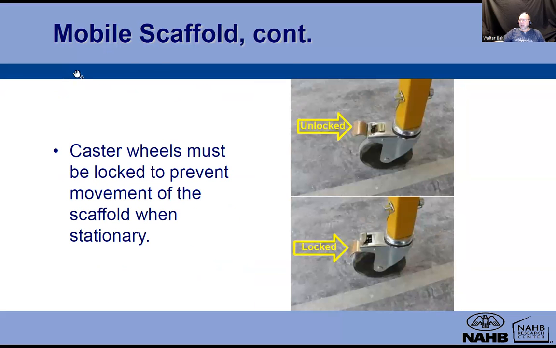Right? Mobile scaffolds, while in use, while not moving, caster wheels, these are caster wheels, casters, right? Caster wheels must be locked to prevent movement of the scaffold when stationary. Right? And there are different ways of locking. Usually there are those foot brakes. You just press on the brake here and it locks it into place and makes that wheel immobile. And if you want to move it, you press the other side of that and it unlocks it.